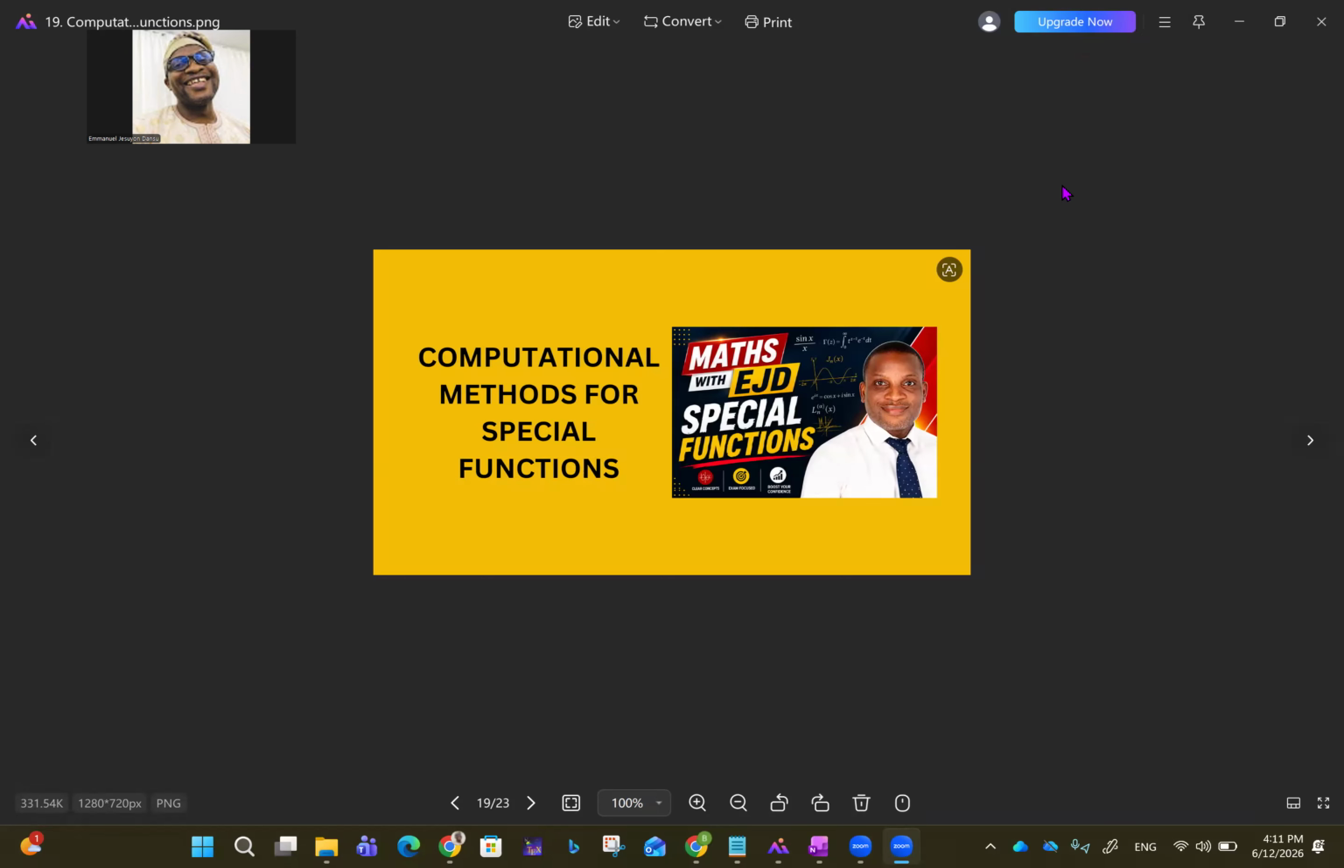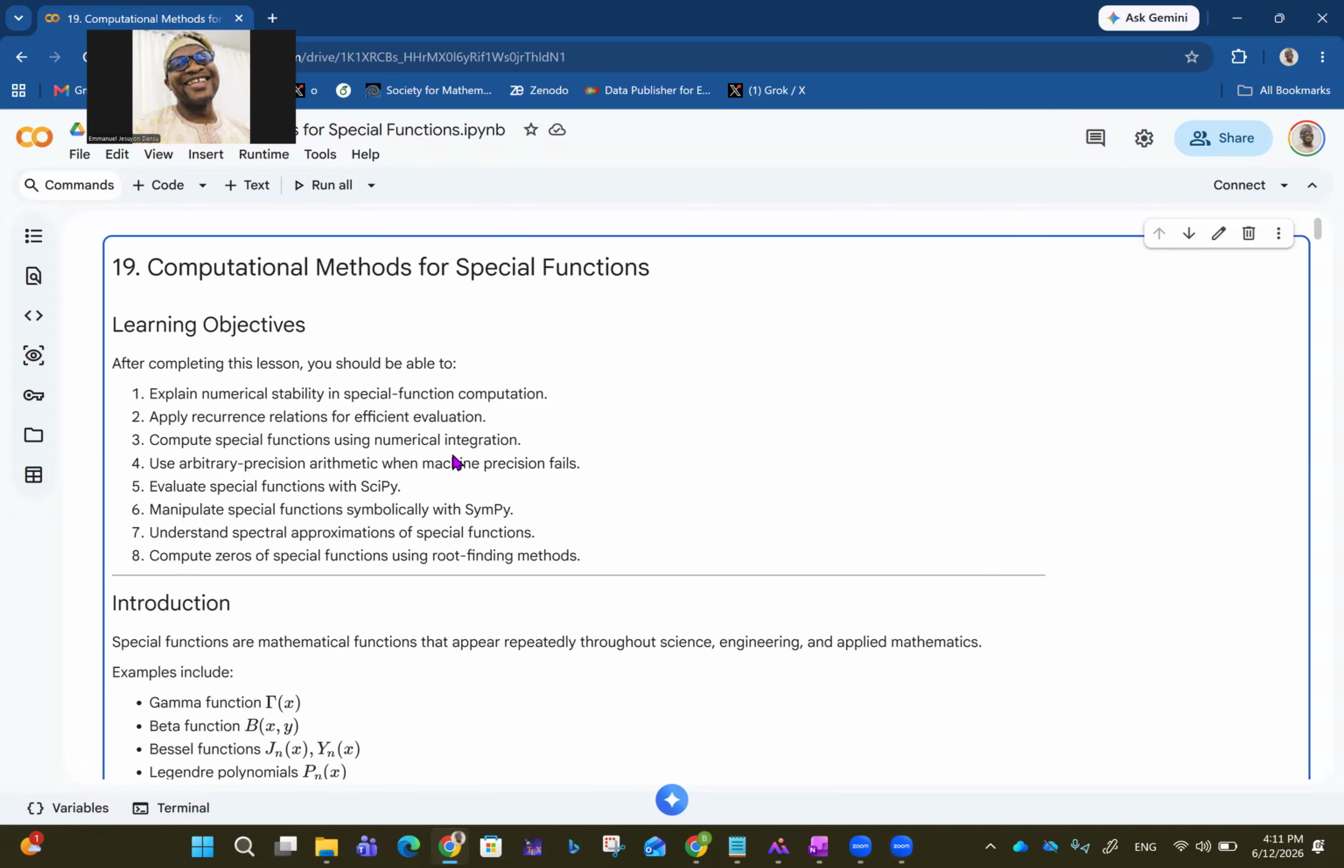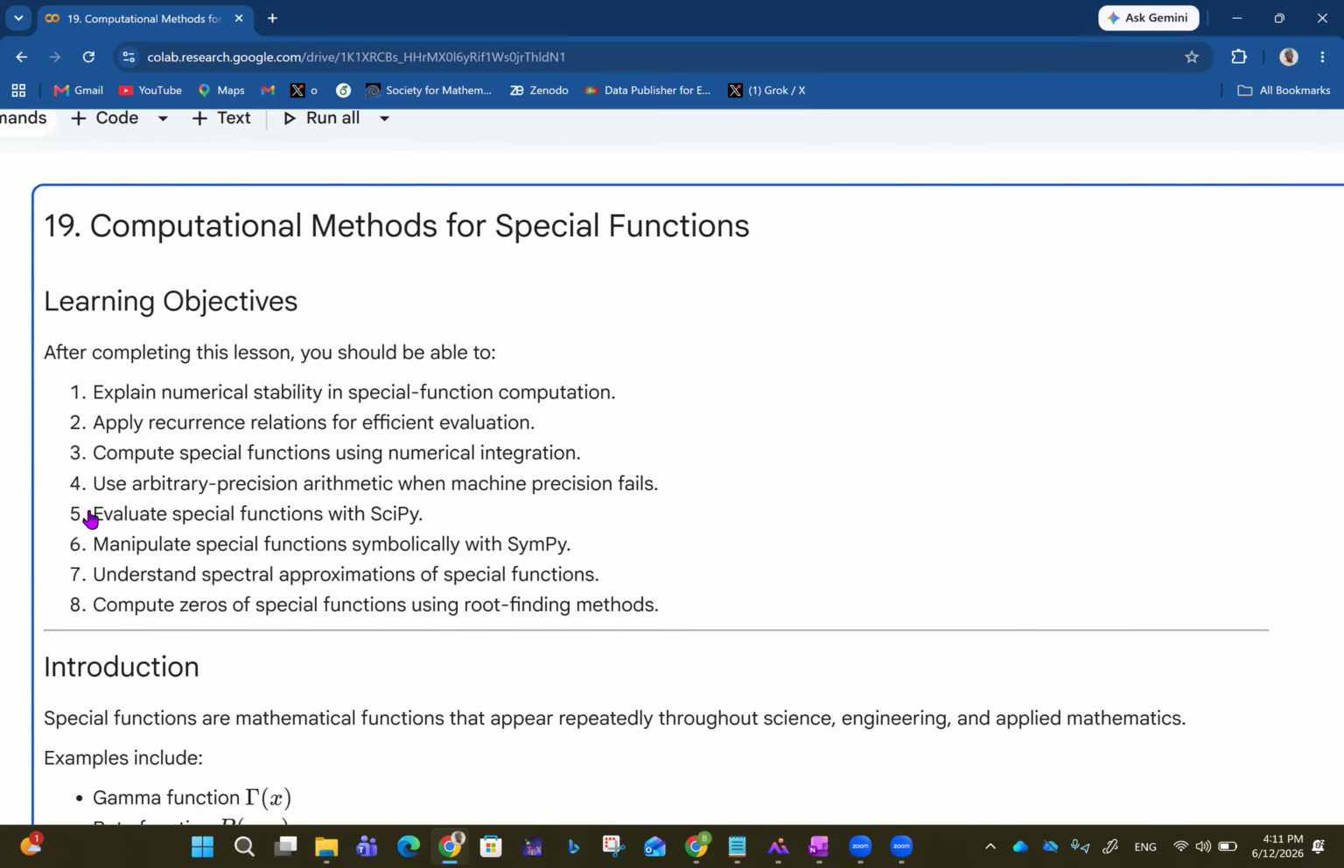Up next, we have computational methods for special functions. Some of these computational methods are things you probably would have seen in different playlists on this channel, like the numerical analysis playlist and all of that. So, let's see. Computational methods for special functions.